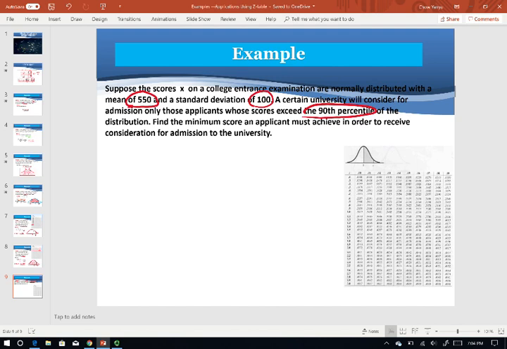So, exceeding the 90th percentile means you need to find out a score. If smaller than that number, we write it as x0, it will be the 90th percentile, 90%. Or we can also write it this way: higher than that number, written as x0, which we need to figure out, it will be 10%.